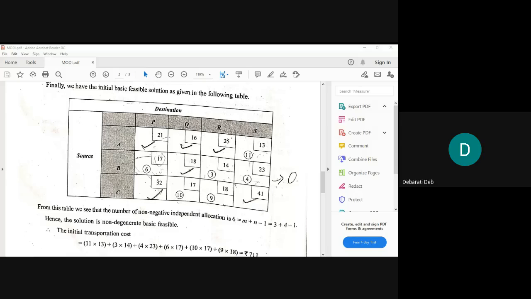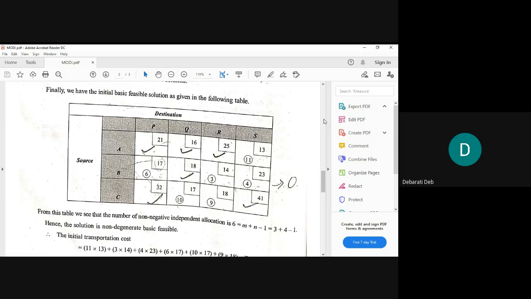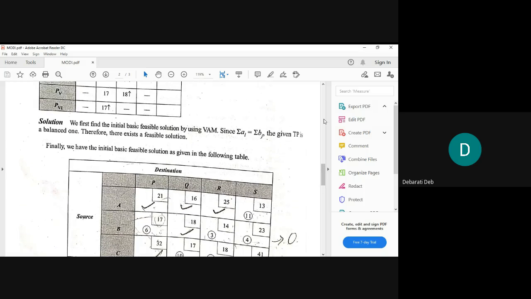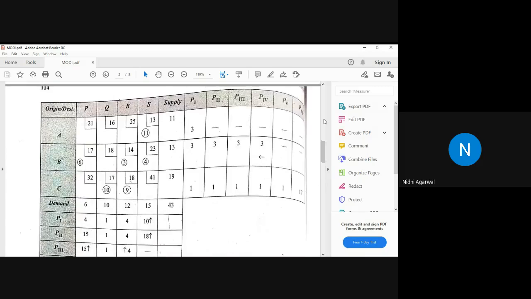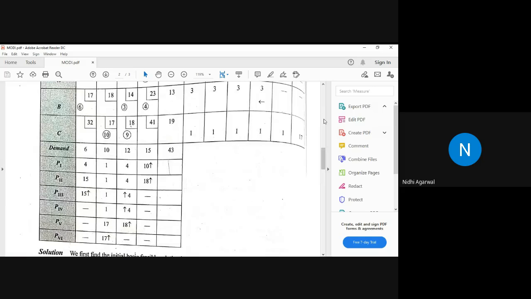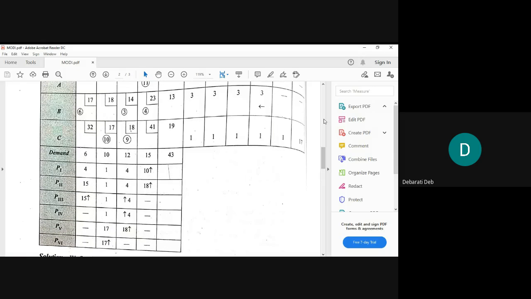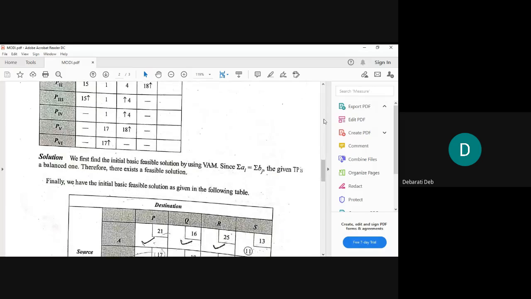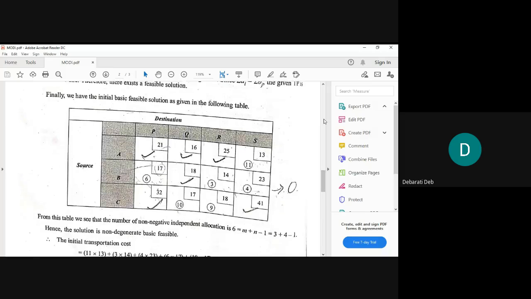Ma'am, when we are making this initial basic feasible solution table, in that we don't have to write the demand and supply columns and then strike off the cancellations? That you will do, no? That you have already done before that. Ma'am, before that we have done the sixth allocation. So when we are making the final table, that you will write. That doesn't matter. Okay, that you will write.